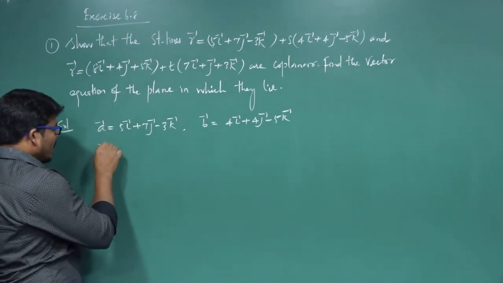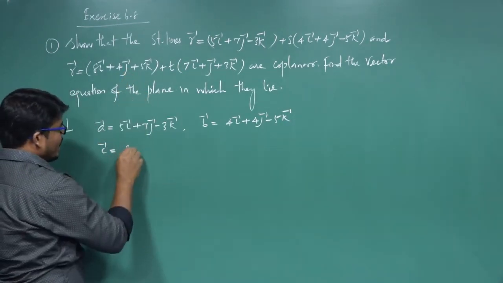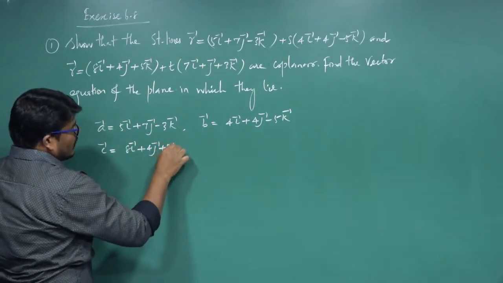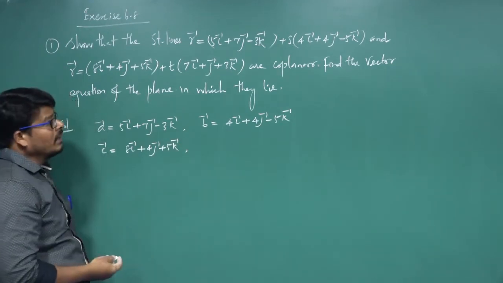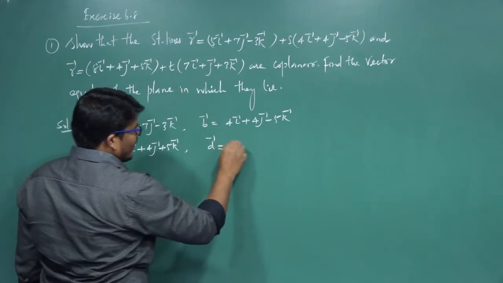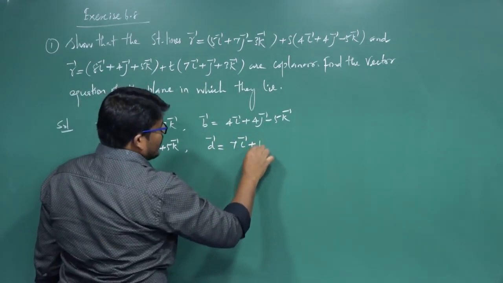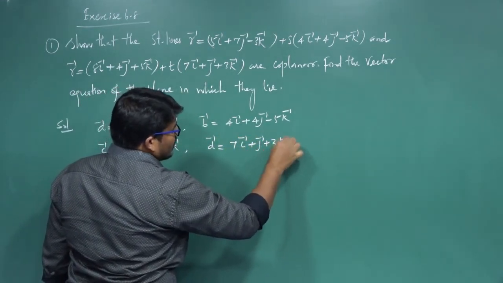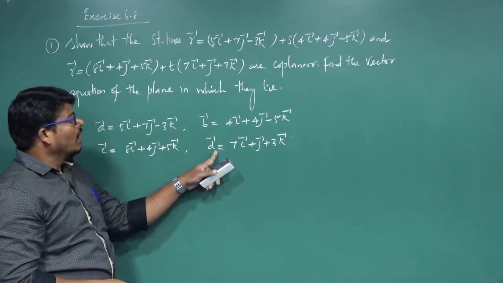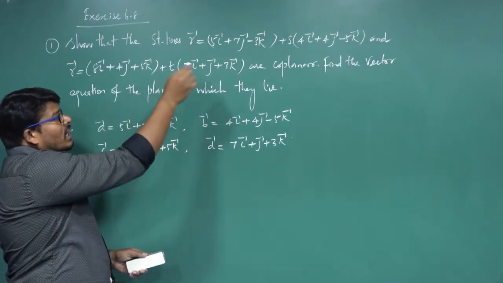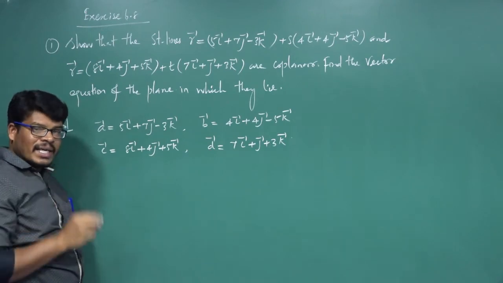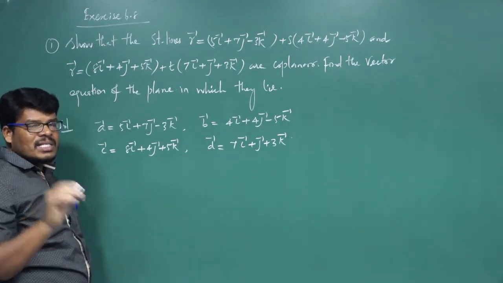And the point c vector equal to 8i vector plus 4j vector plus 5k vector, that is the point c. And d vector is 7i vector plus j vector plus 3k vector, that is parallel to d vector. Now show that the given two lines are coplanar. The condition is (c minus a) dot (b vector cross d vector) equal to 0.